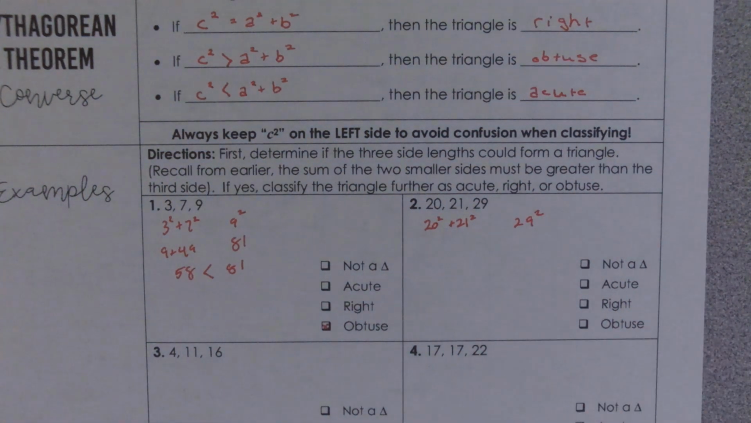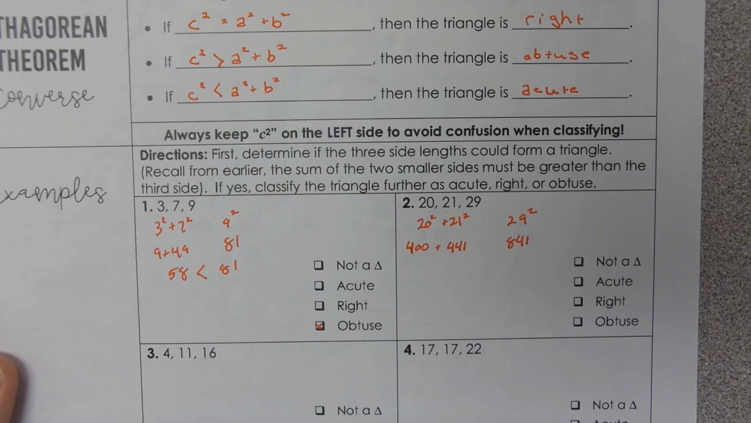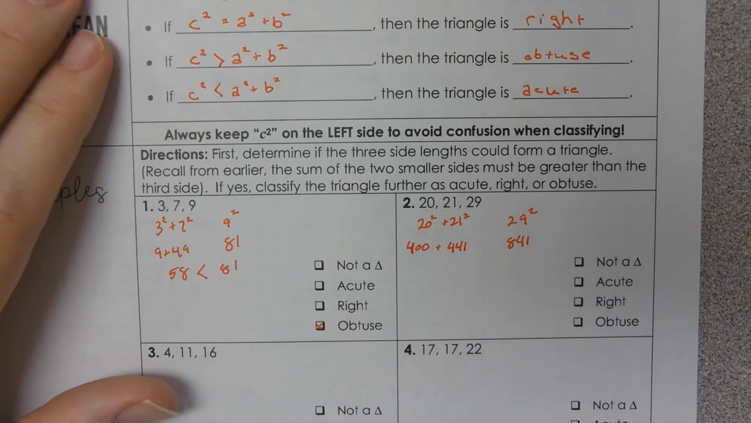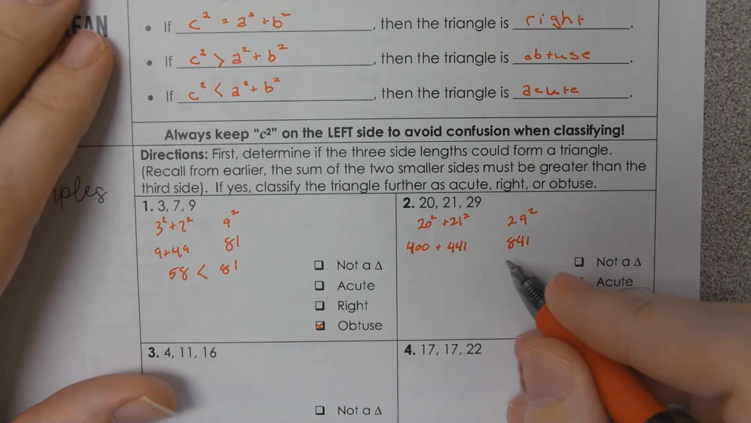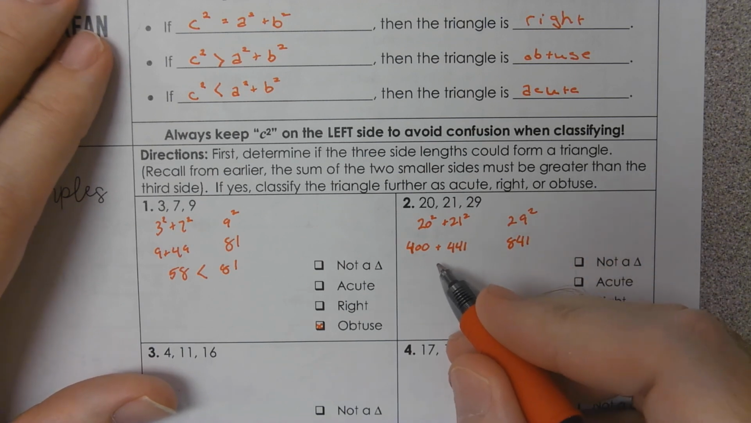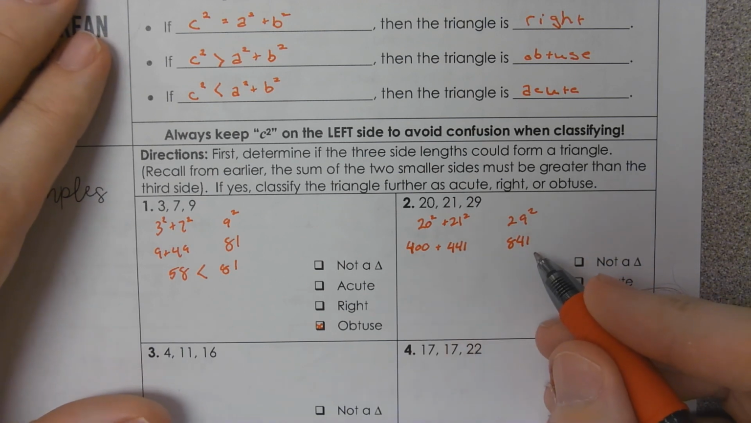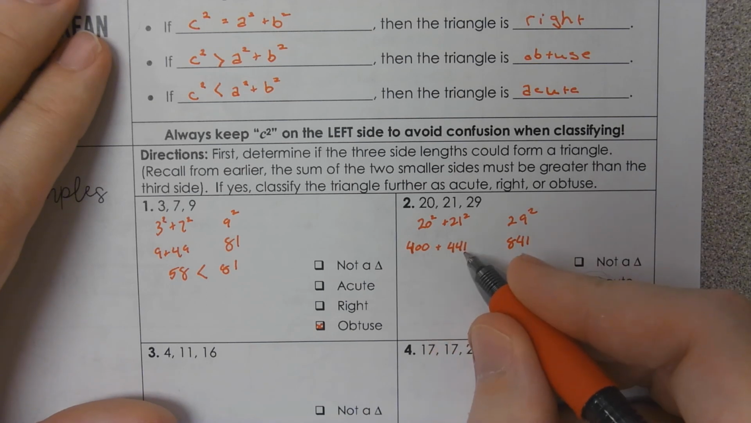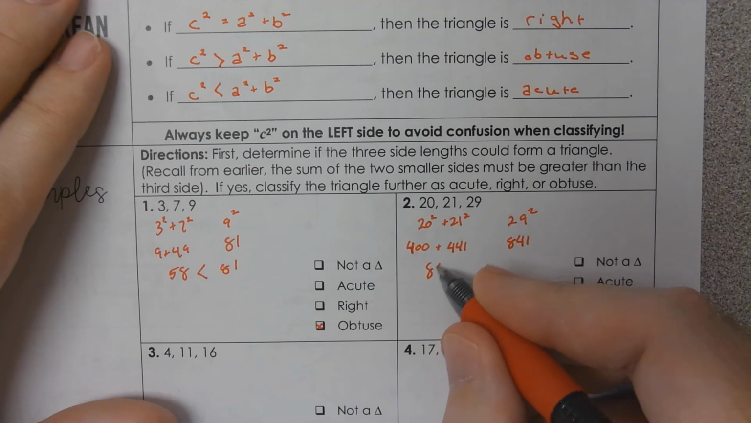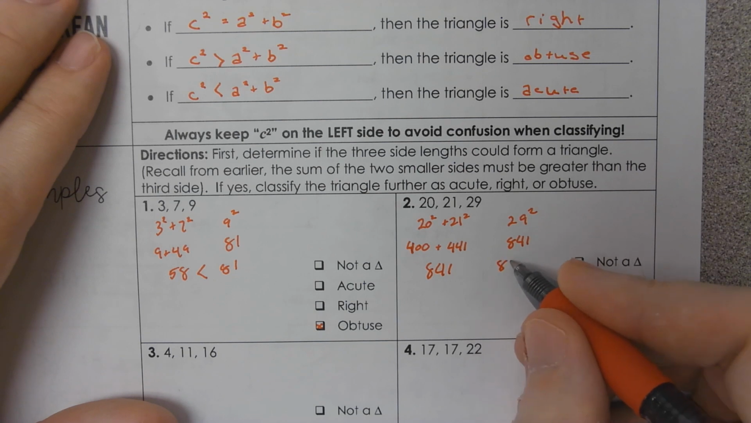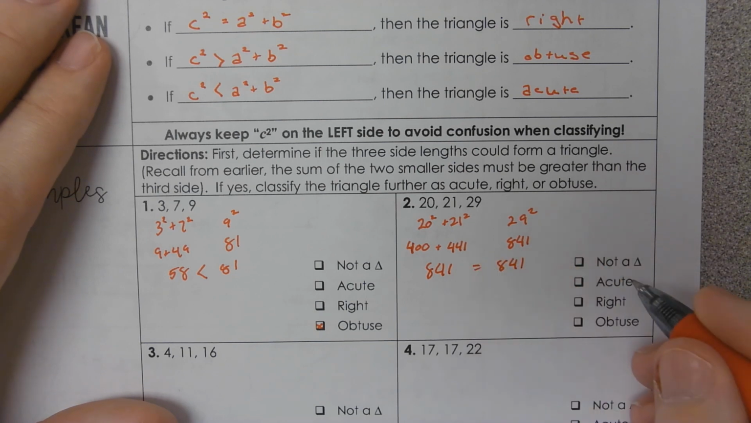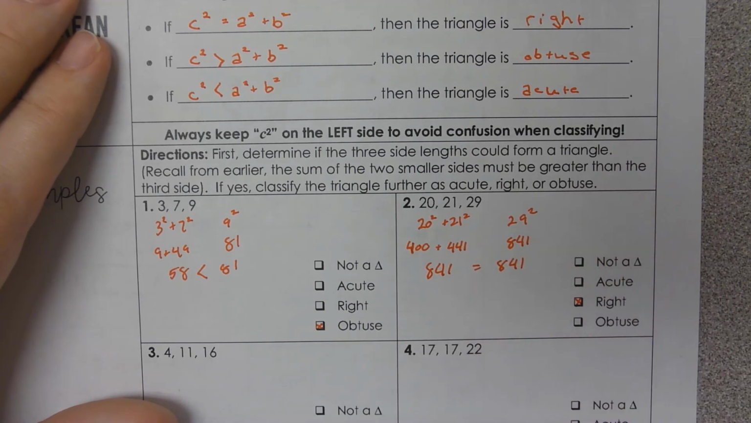Well, hold on, the lights went off. Alright, I got the lights back on, and I took advantage of the pause to do a little of this. So that's 400 plus 441 and 841. So 400 and 441 is 841. Well, that's equal to 841, so that means it's a right triangle.